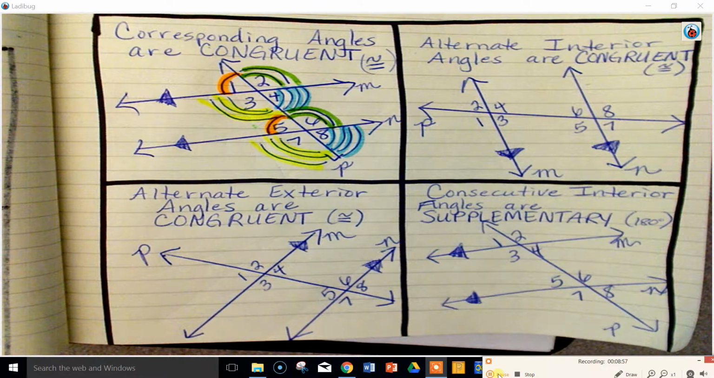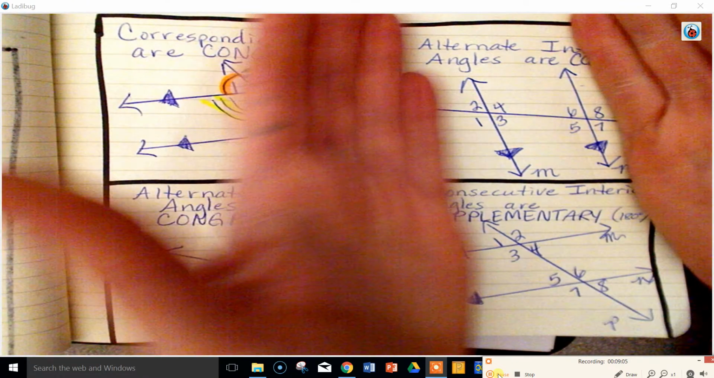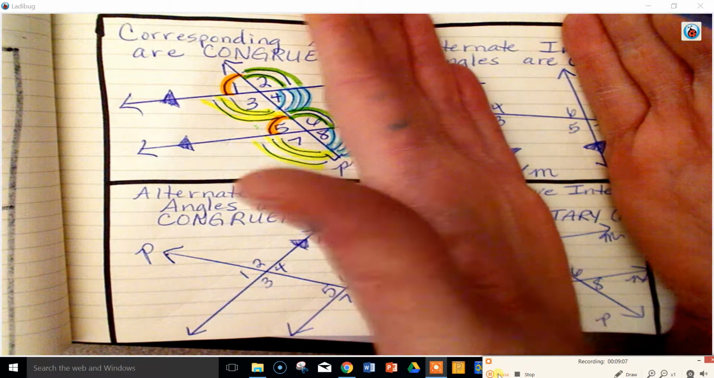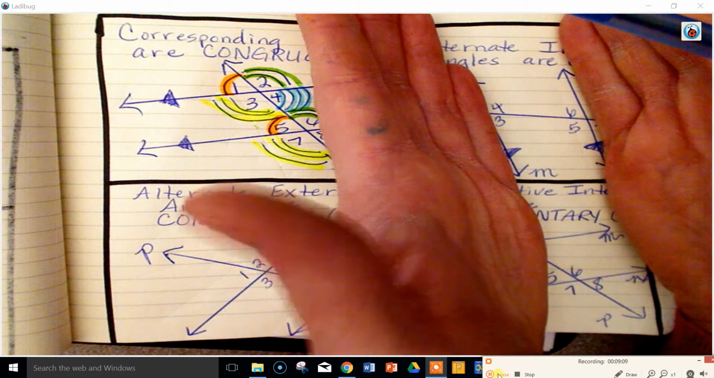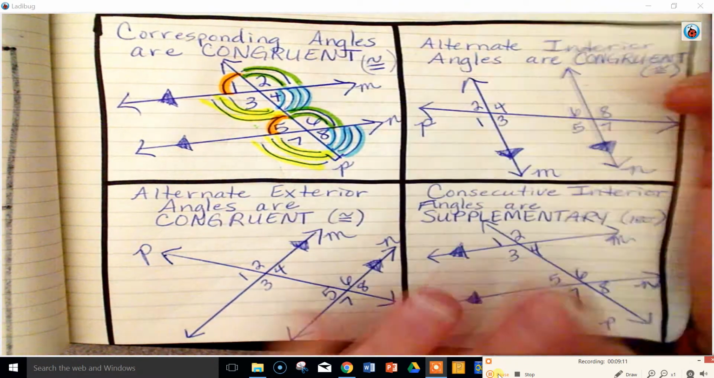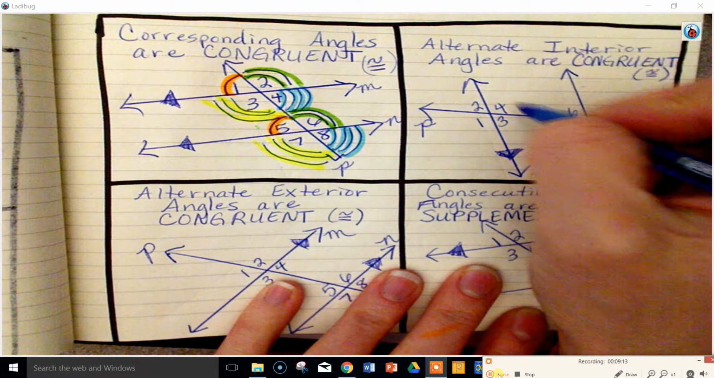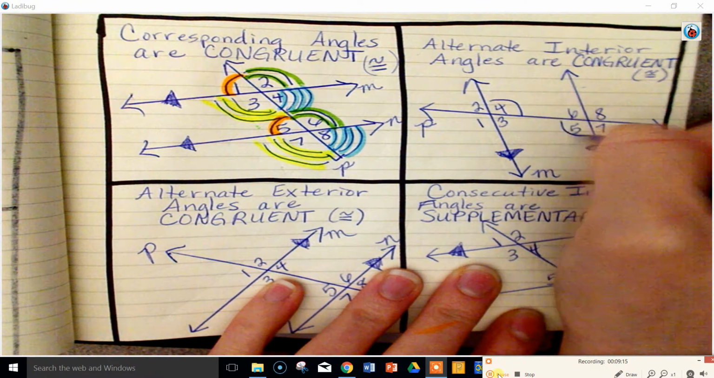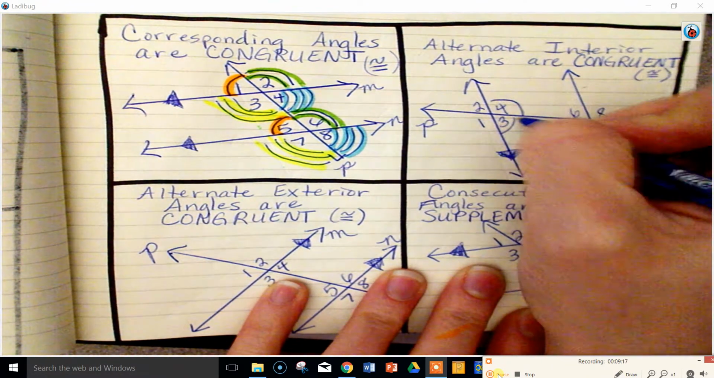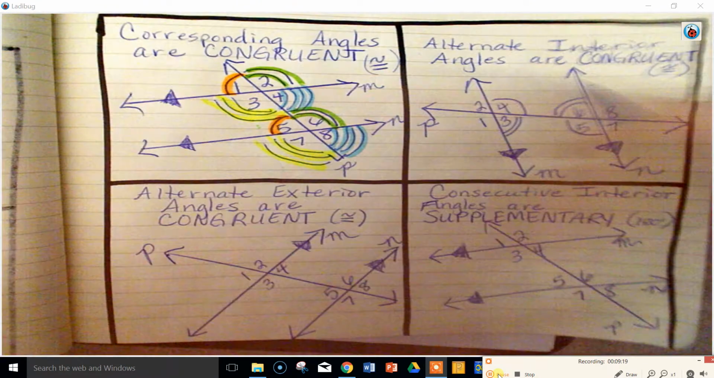Okay, so alternate interior angles, they were on alternating sides of your transversal, and they're interior to your lines or inside your lines. So I go inside my lines and I say, okay, which ones were alternating? That'd be 4 and 5, and it would be 3 and 6. So they're congruent. So angle 4 is congruent to angle 5, and angle 3 is congruent to angle 6.